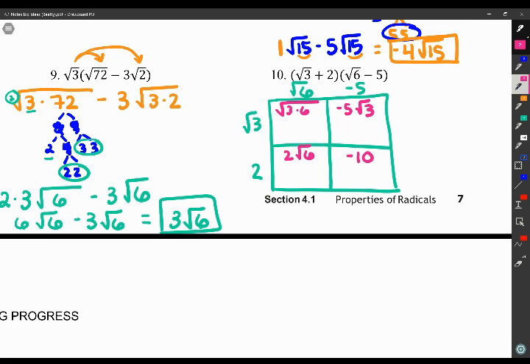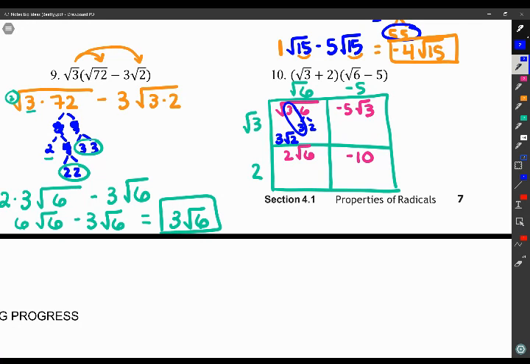The only thing from here that I notice is that 3 and 6, I can break 6 down more. So I can break 6 down to be 3 times 2. And then I'm looking for a pair to pull out. So I've got a pair of 3s. So this box ends up being 3 root 2 when I simplify it.